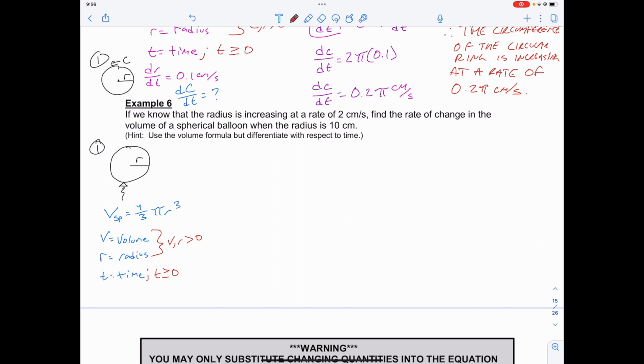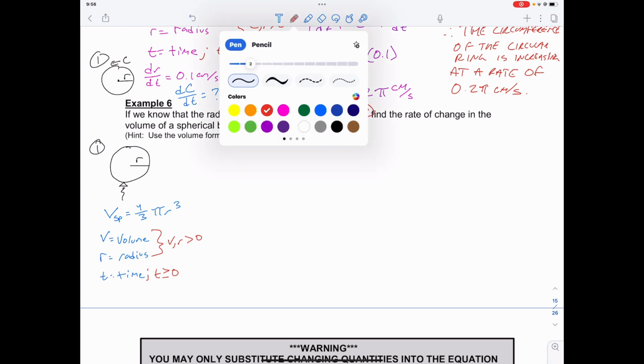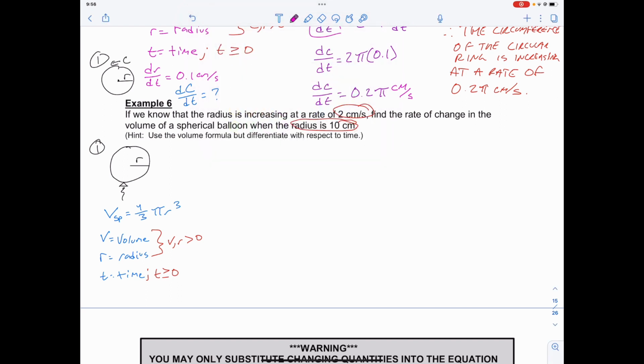We also know, based on what it has told us, that in this case, the dr over dt, the radius in relation to time, is 2 centimeters per second. And we know that the radius at this point is 10 centimeters. What is it we're trying to solve? We're trying to solve dV over dt.